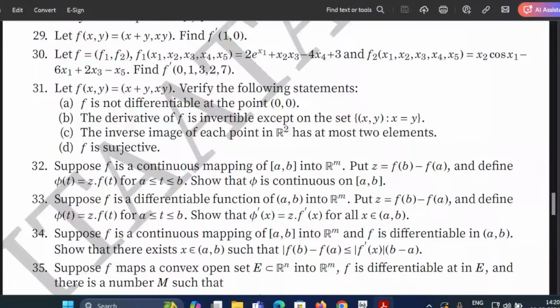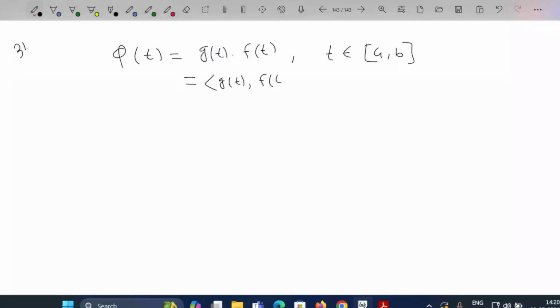So in general, let's say we have 2 continuous functions g and f. Instead of solving this, you can solve this more general version. Try to solve this one. Let's say phi of t is the inner product of g of t dot f of t. Both f and g are continuous functions. So we have to show that phi is a continuous function, where t belongs to the closed and bounded interval [a, b]. Dot product means you can also write it as g of t comma f of t, just the inner product.